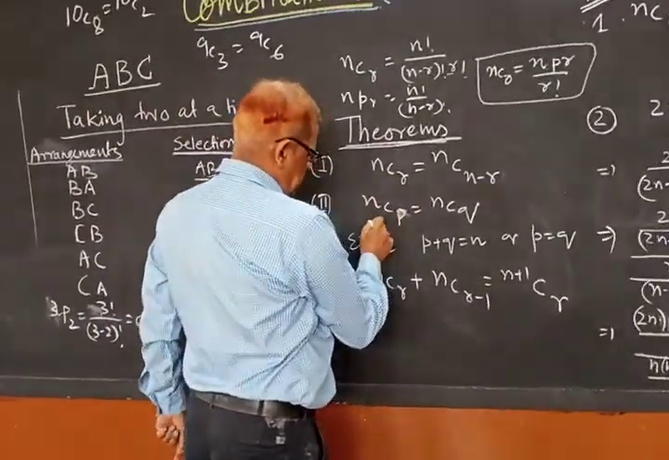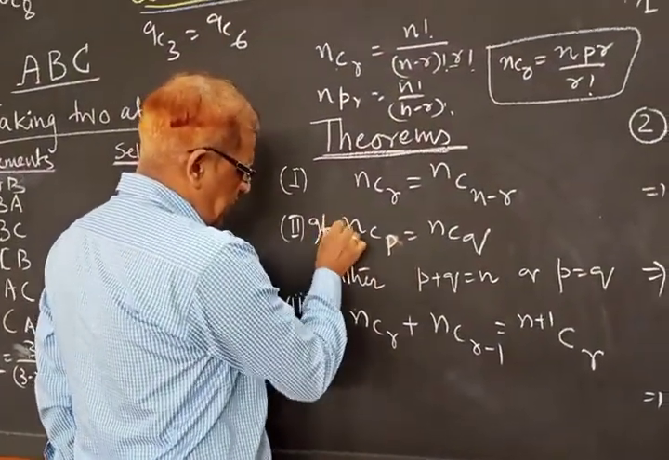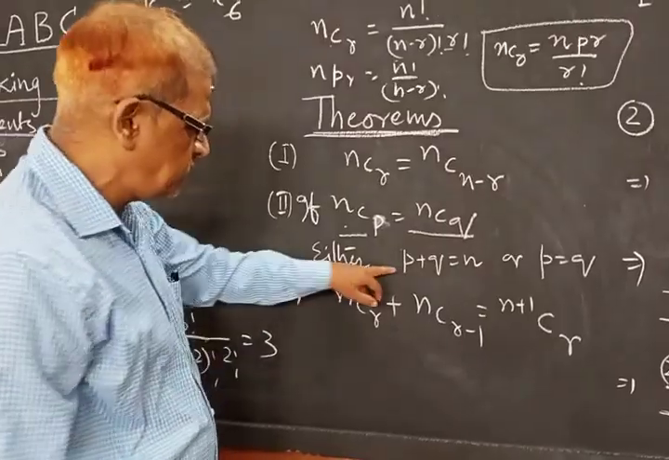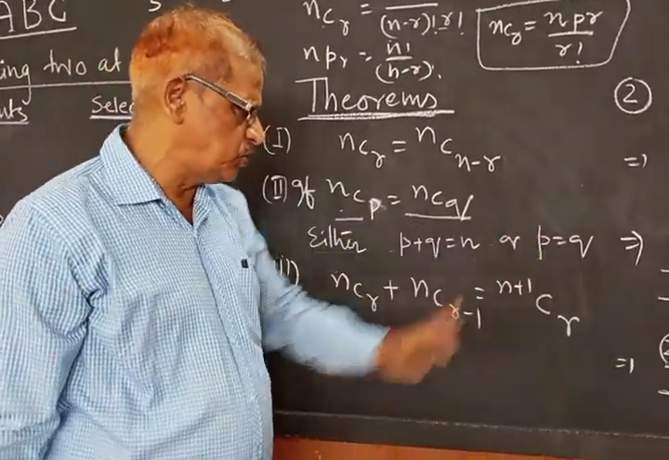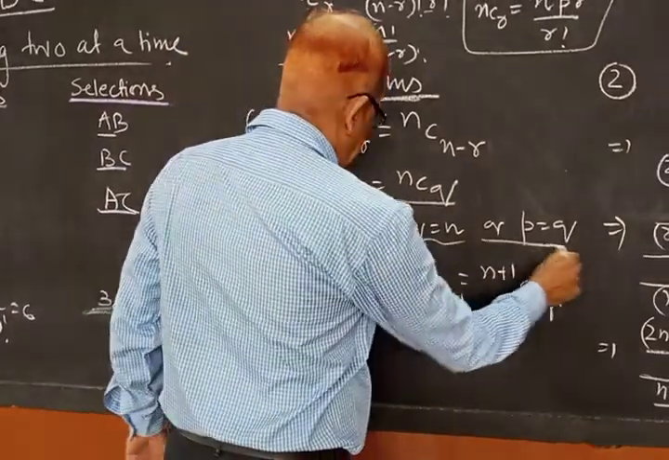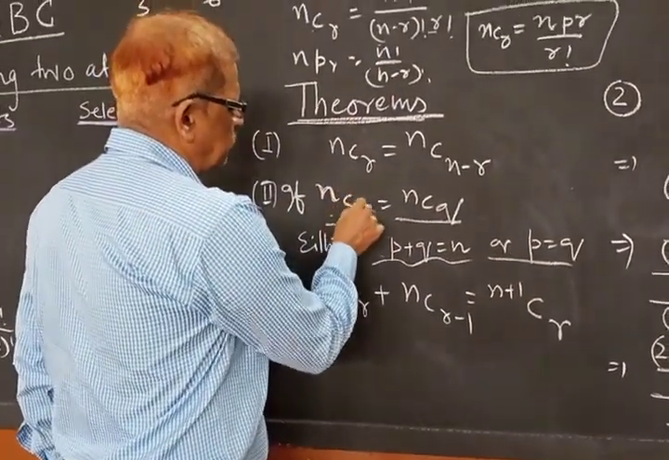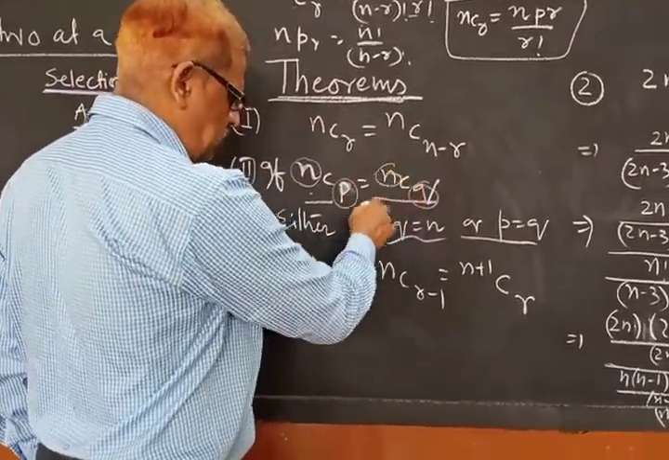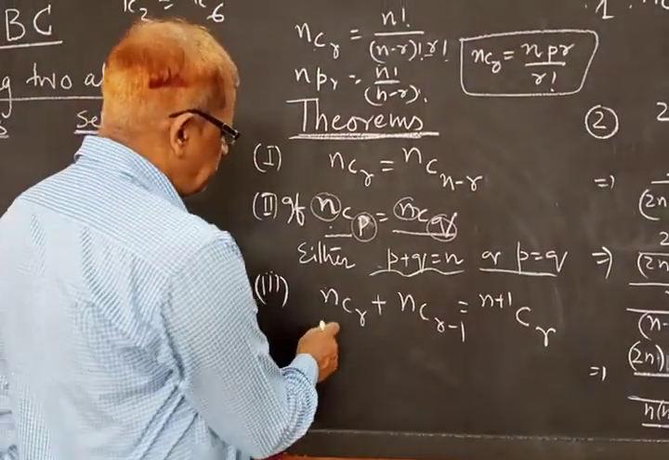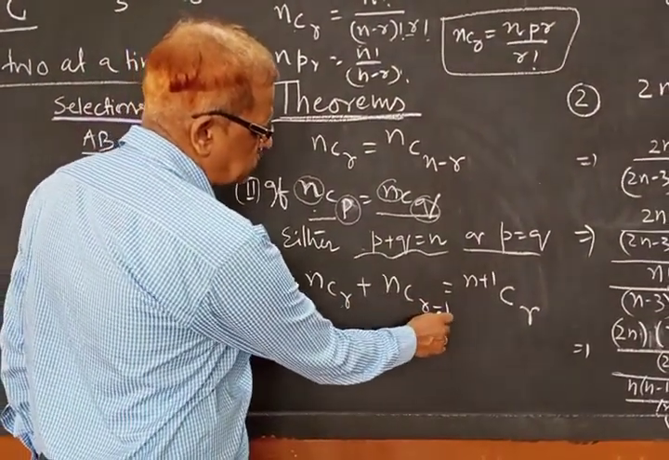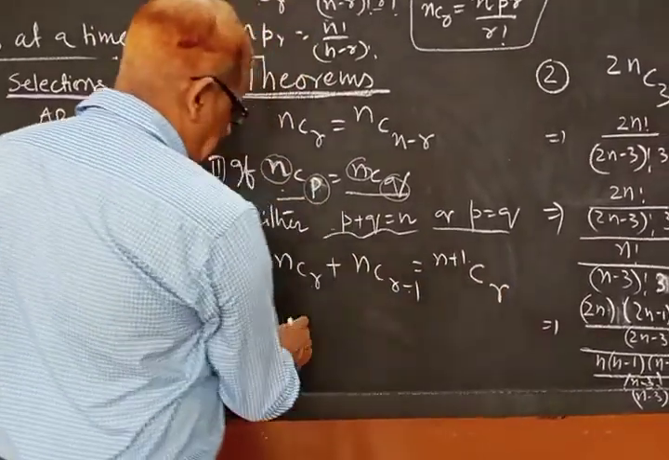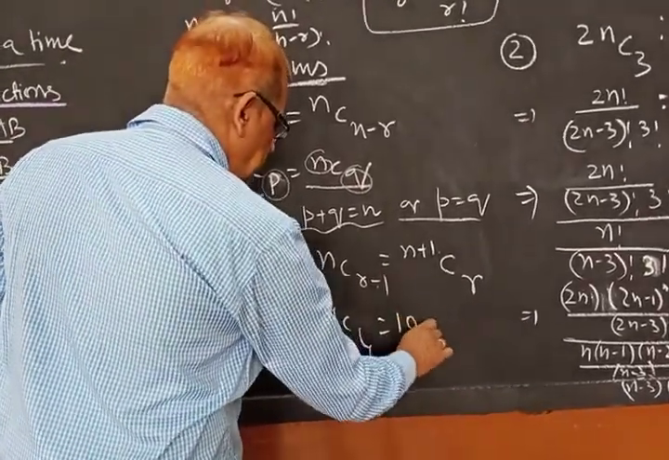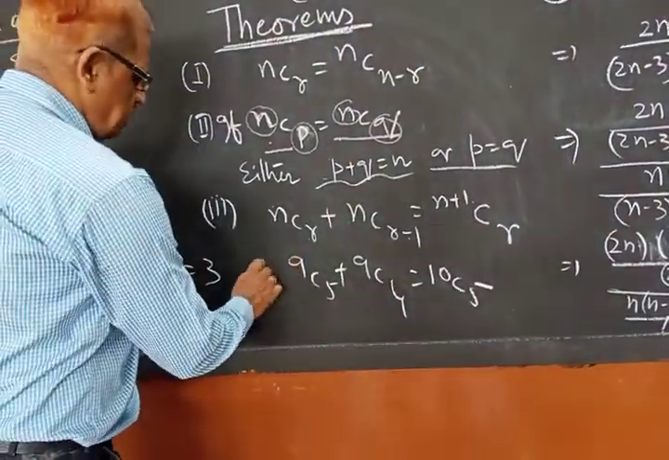Next, if nCp is equal to nCq, then either p plus q is equal to n or p is equal to q. This is another important theorem. If two combination formulas are equal with the same n, then either p plus q will be n or p equals q. And the third one is nCr plus nC(r minus 1), that will be (n plus 1)Cr. Like 9C5 plus 9C4 will be 10C5, for example.